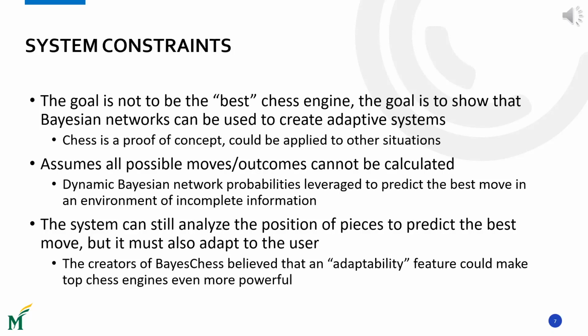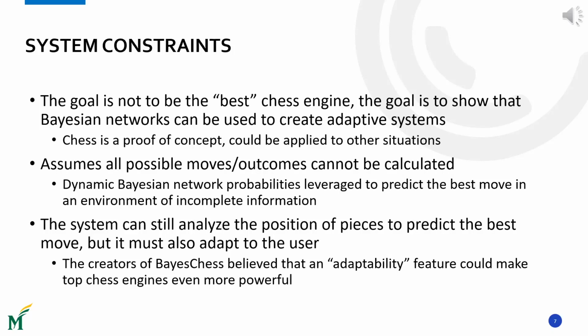They also assume that all chess moves can't be calculated. This pretty much holds true for all chess engines. There's so many possibilities at any given time that until you get to the very end of the game, there's really no way to calculate every possible thing that could happen in every possible tree of moves. So they assume that they're operating in an environment of incomplete information and that their probabilities help predict the best possible move in a given situation.